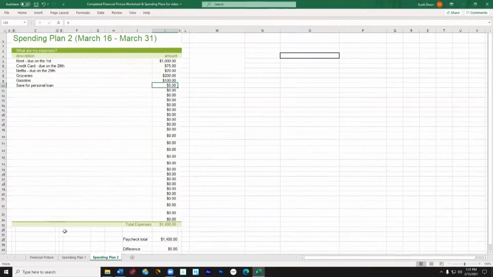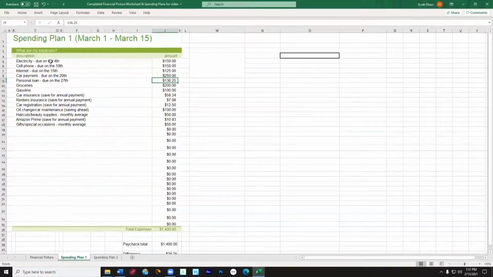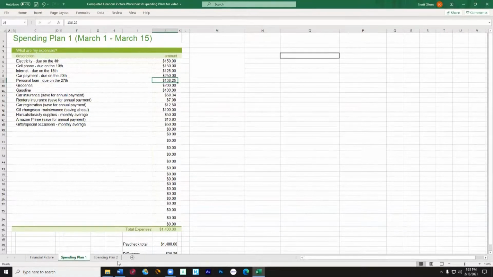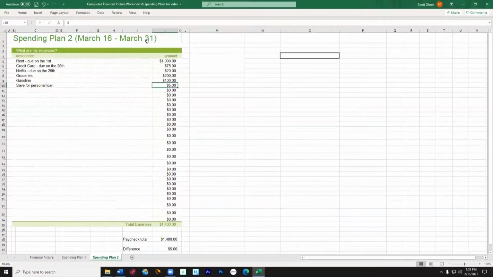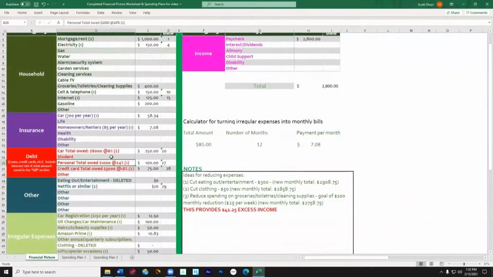So there you have it. Now you have your two spending plans for the month. Spending plan 1 is for the 1st through the 15th. Spending plan 2 is for the 16th through the 31st. And all of the information here came from your financial picture. Now that you have a spending plan, you're ready to start paying off debt. Follow the plan and you'll hit the goal on the timeline you set forth.